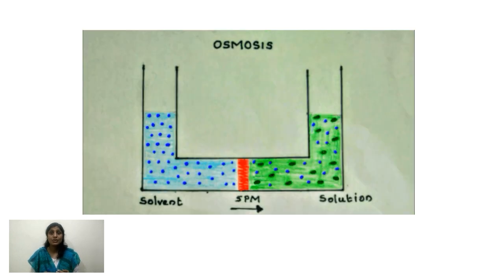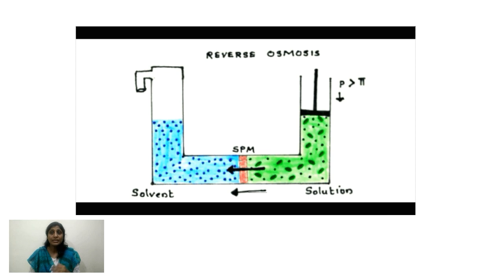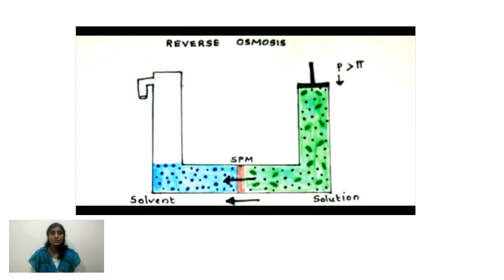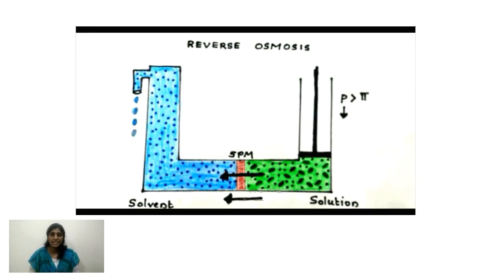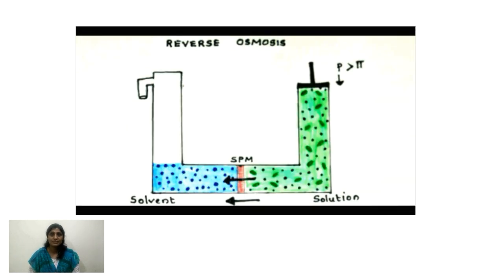If we apply osmotic pressure on the solvent side, what will happen? The flow of the solvent stops. If we keep on increasing the pressure, the solvent from the solution will flow in the opposite direction. And this phenomenon is called reverse osmosis.